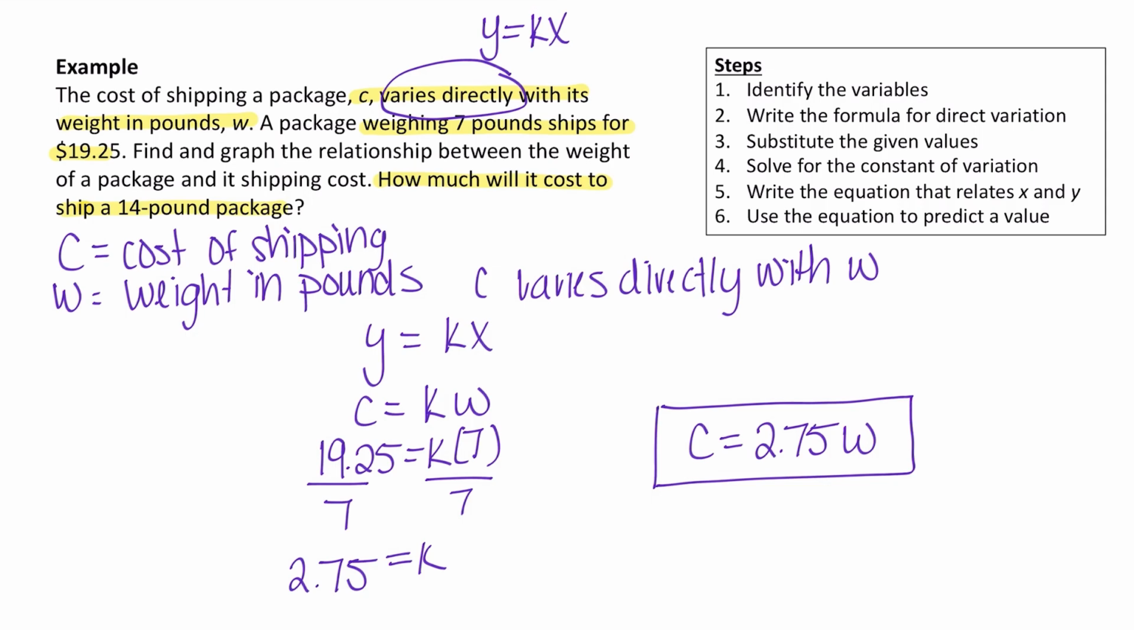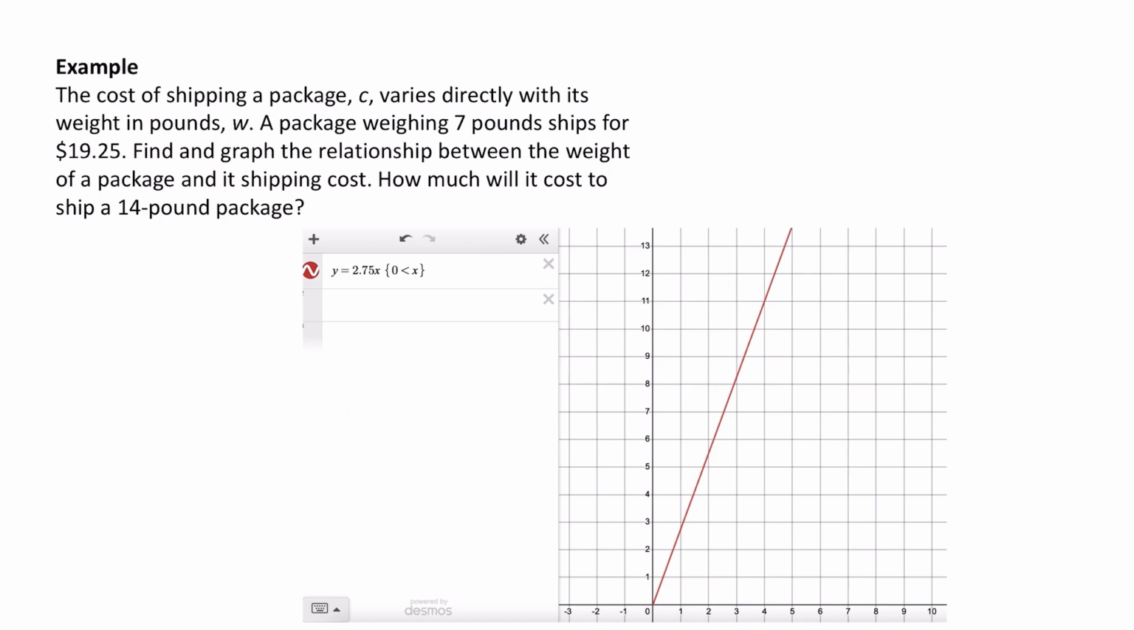Notice that it says to find and graph the relationship. So I'm going to graph this in Desmos. When I'm graphing in Desmos, instead of calling this C and W, I'm going to call this Y and X. So I'm going to say Y equals 2.75X. When I do that, I can graph it. You can see here, this is the graph of the function. Notice that it is linear because direct variation will be a linear relationship. That's something to notice when you create the graph of this function.